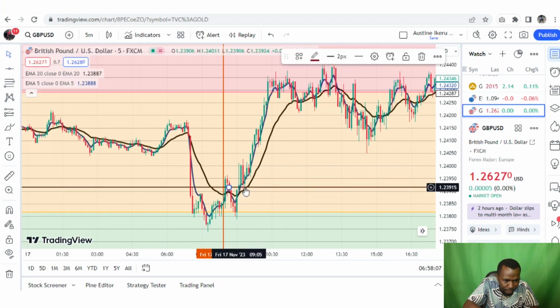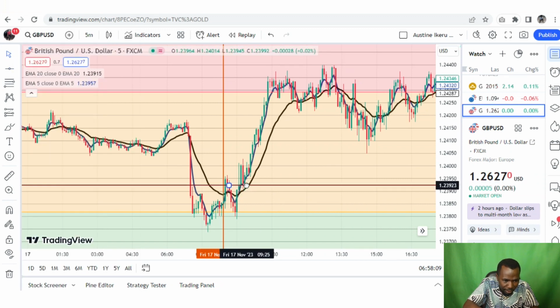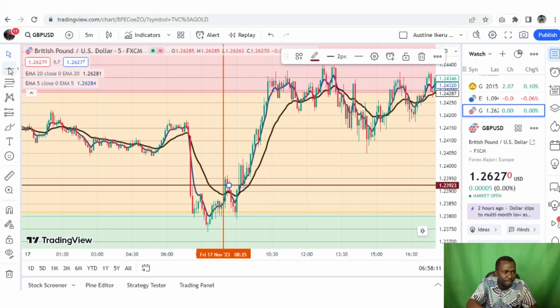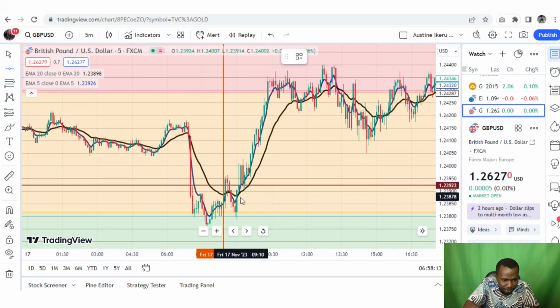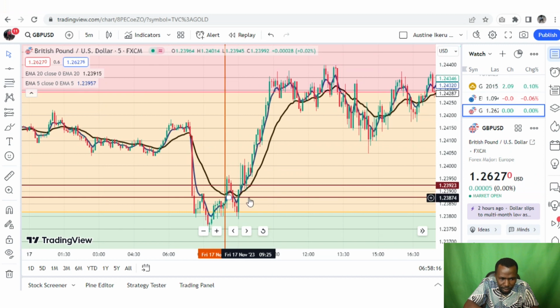So you simply place your buy trade here. Immediately the candlestick closes, then your stop loss should be 20 pips. Your stop loss should be 20 pips.